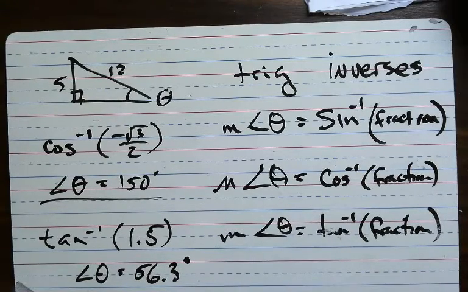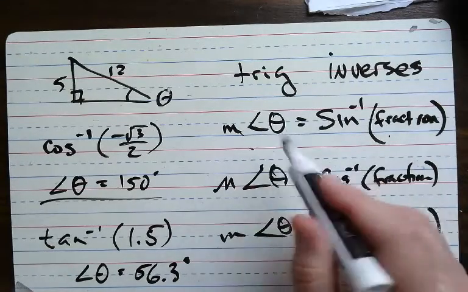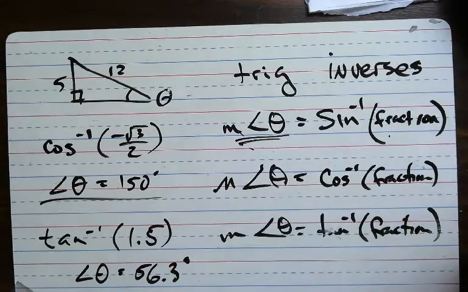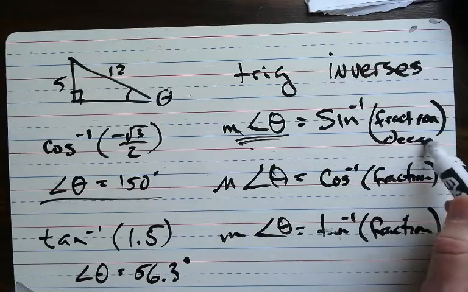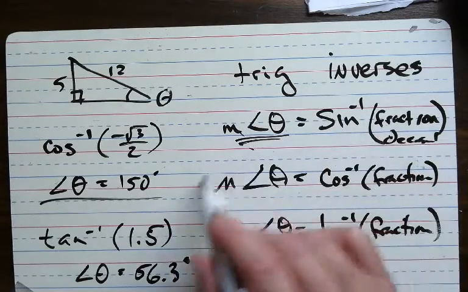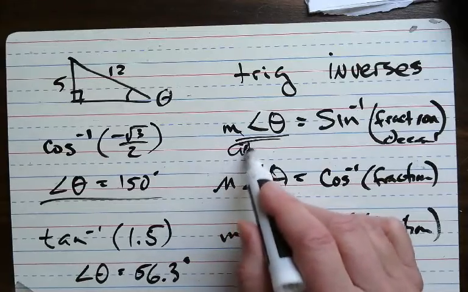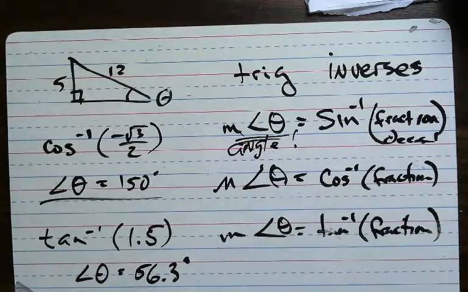Ta-da! That's trig inverses. Remember, you always put the fraction or the decimal inside the formula, and what comes out of the formula, the answer, is the measure of the angle. So whatever fraction or decimal you have, that goes into the inverse. What comes out is the measure of the angle. Ta-da! All right, we're done.